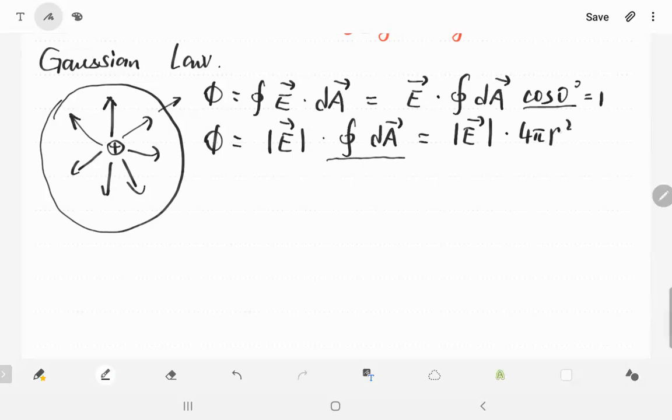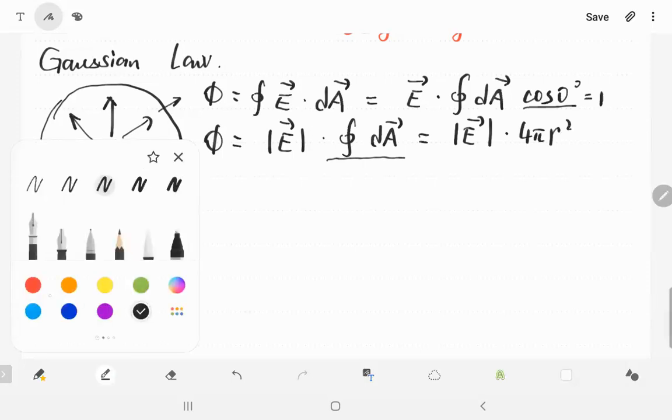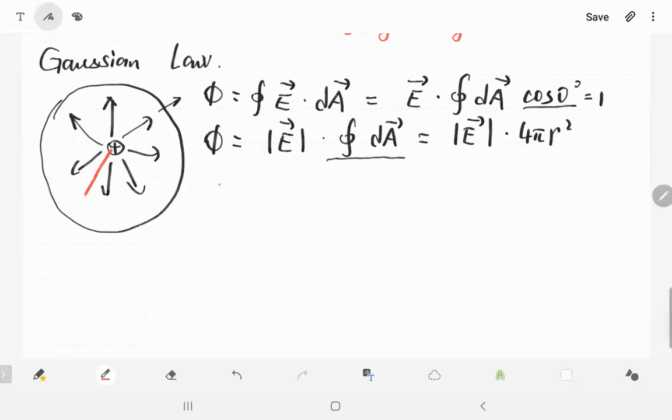R is the distance from the center to the surface. This is R, the radius of the sphere. Because we sketch a surface, the surface has a radius. And you will find that the electric field on the surface is equal to K Q over R squared. Times the surface area, the R squared cancels, and we will have 4 pi K Q.